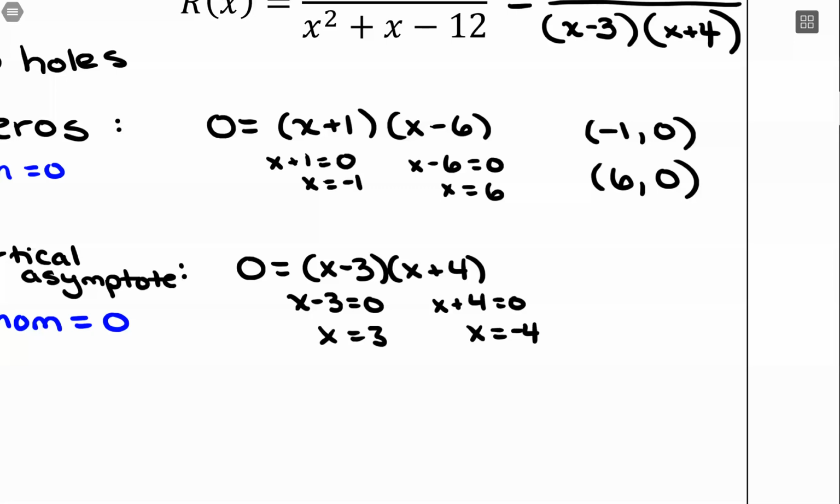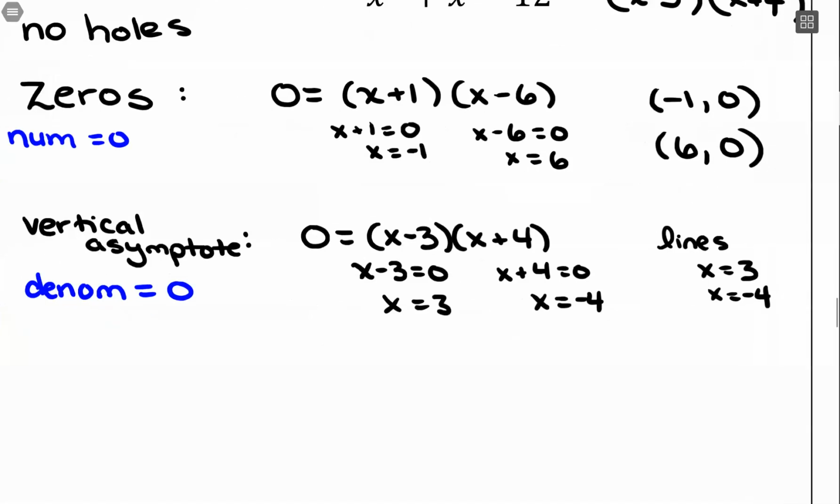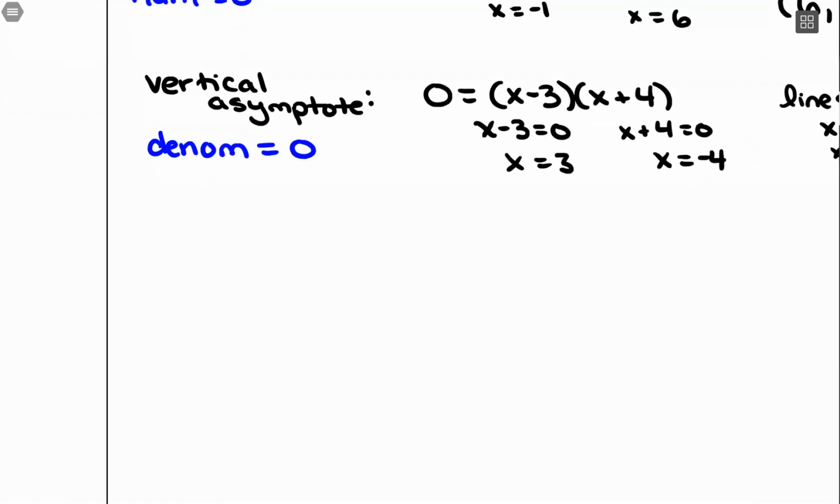Now with this case, this is giving us lines, so it's not coordinates. So we have this line at x equals 3 and x equals negative 4 that are creating these vertical asymptotes. And our last piece that we'll put in here is the horizontal asymptote.